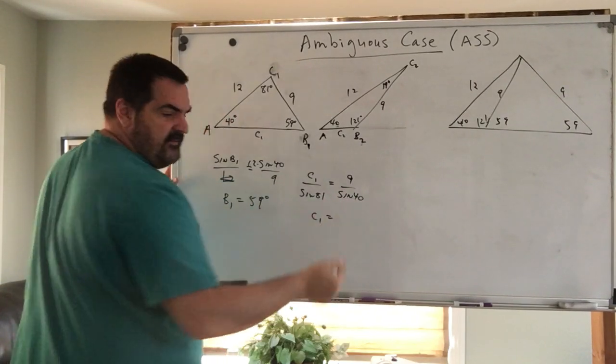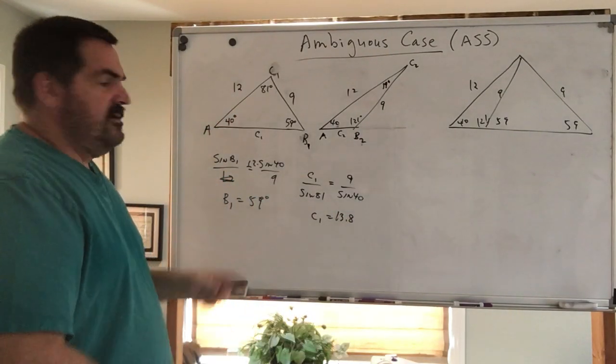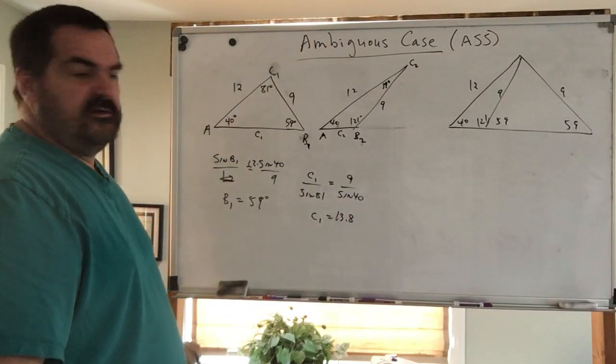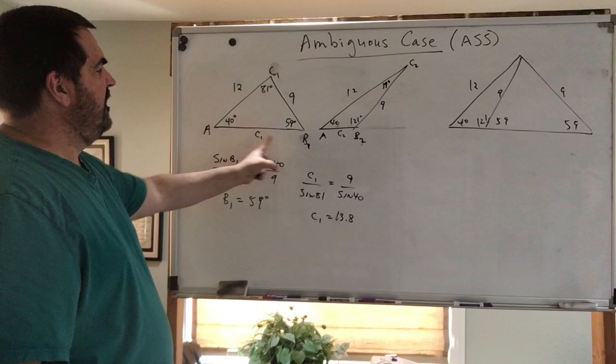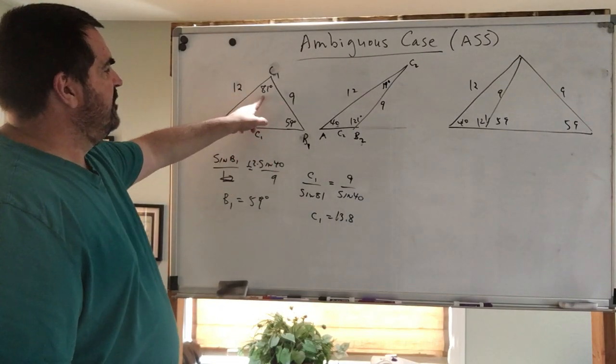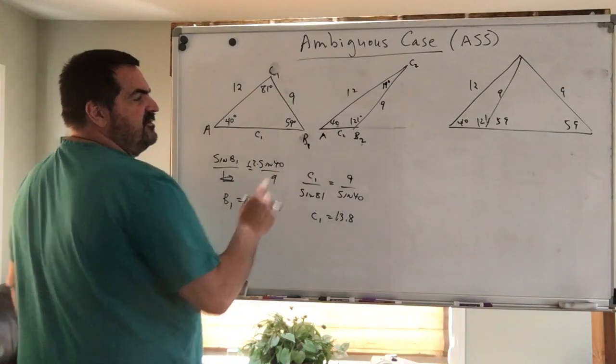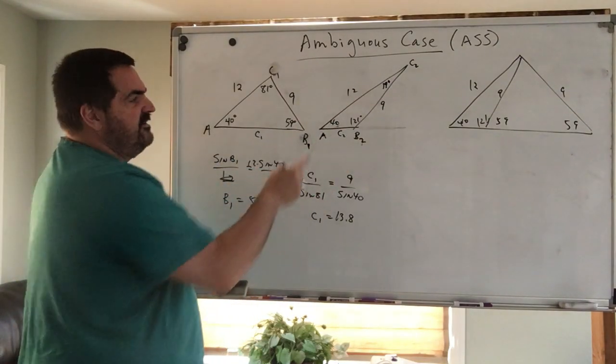All right, I've done that work. C1 turned out to be 13.8. Just multiply by sine of 81, punch it in your calculator, and you go, oh, 13.8. So now we know how long this side is. Now, just think about it. 13.8 is bigger than 12 or 9 because it's across the biggest angle. It should be the biggest side, all right? Well, this guy's tiny, so he should be less than 12 and 9 just because he's the smallest angle.